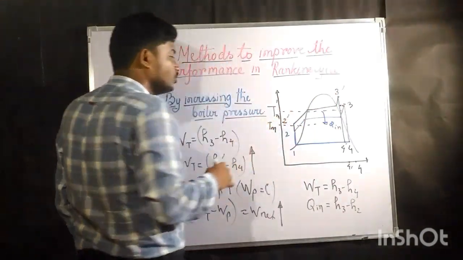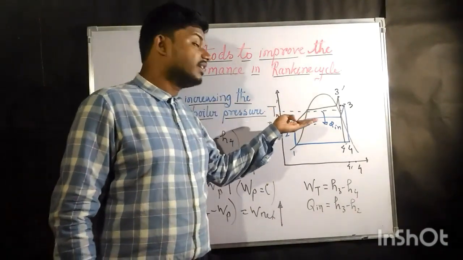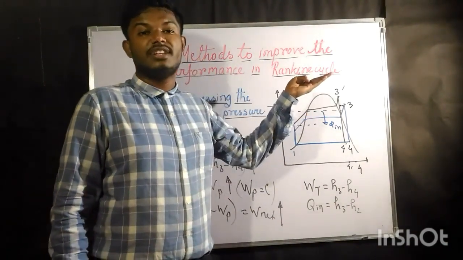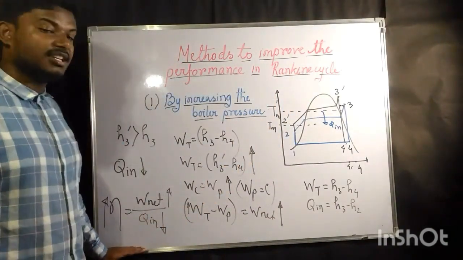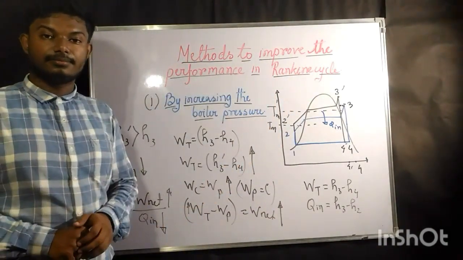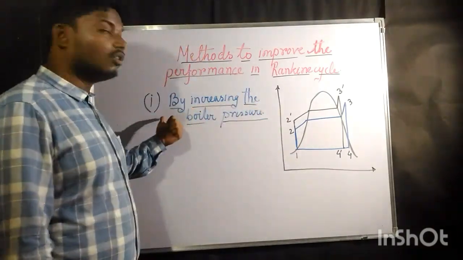Okay, so that means what? For the second process, after increasing the pressure, we are increasing the mean temperature of heat addition, and due to the increase of the mean temperature of heat addition, your efficiency is going to increase. Now, increasing the boiling pressure is already method 1.